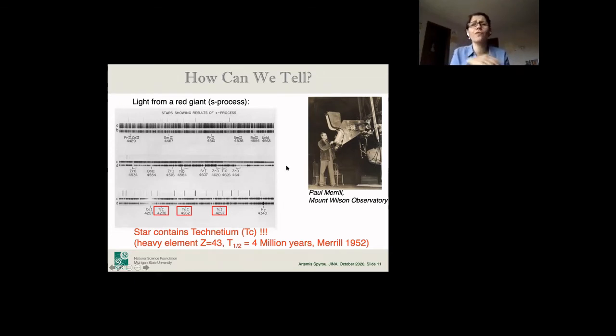And this opened the whole field of nuclear astrophysics, which is trying to answer this question: what kind of stellar processes are making these elements, and how can we create a model or multiple models that will reproduce all the elements that we see around us.